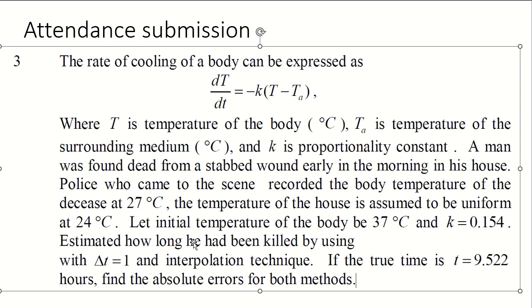Now the question asks how long the victim has been dead, using a step size of 1. Apparently 1 is 1 hour if you keep reading. And for the interpolation technique, you need to use the interpolation that you learned in chapter 3. The last sentence tells you that the true time, which means the exact solution, the actual time, is 9.522 hours. So you can compare the accuracy, to see how accurate it is if you estimate using that very straightforward numerical method.